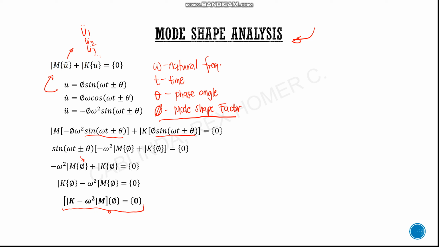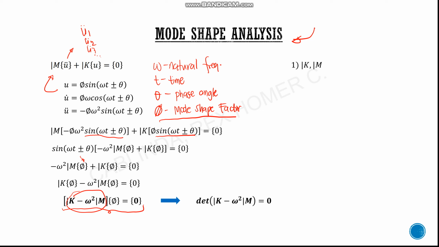Now we have unknowns in this part, and to get the unknowns we are going to apply determinants. So we get the determinant of the stiffness matrix minus omega squared times the mass matrix, this part. And we will see that later in our calculations.